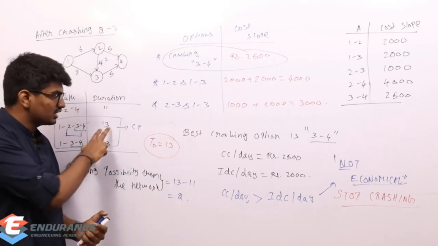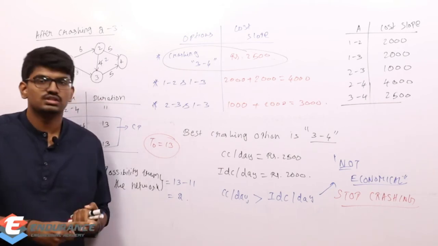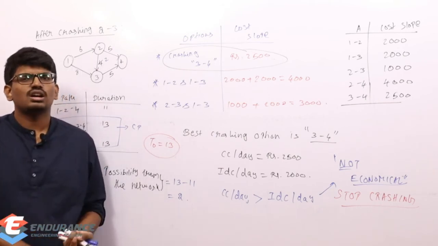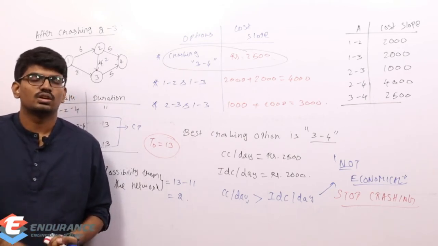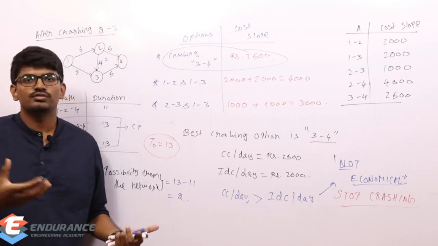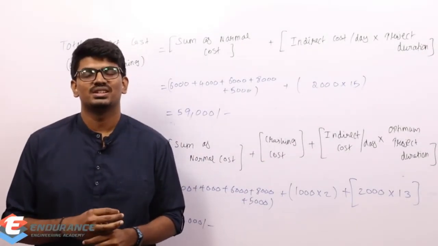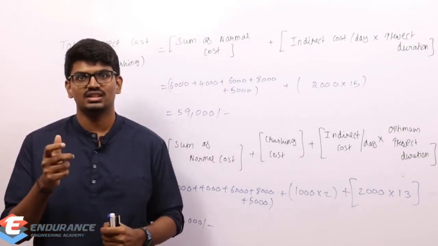So by using this optimum duration, you need to find out what is the total cost, and without crashing, how much is the total cost. Find out and compare it. You will get to know a few points from that. Okay, so finally we got optimum duration, right? So optimum duration is 13.